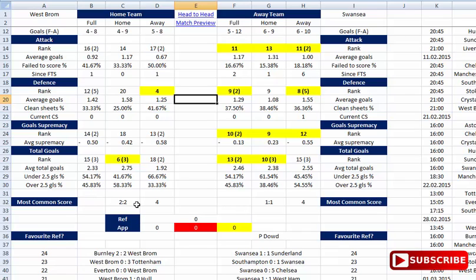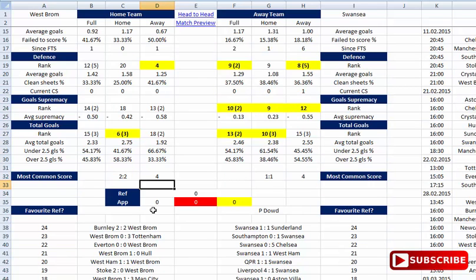Down here we've got the most common score, okay, in this section here. And the most common score for this side, both home and away, this is only on 4. I haven't broken it down yet. I may do in the future. But at the moment, the most common score is a 2-2 draw. And that's actually happened 4 times. So this box here shows how many times that's happened.